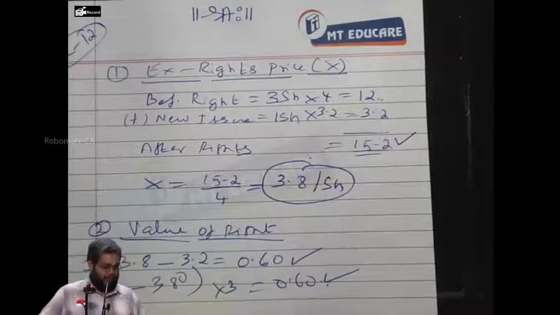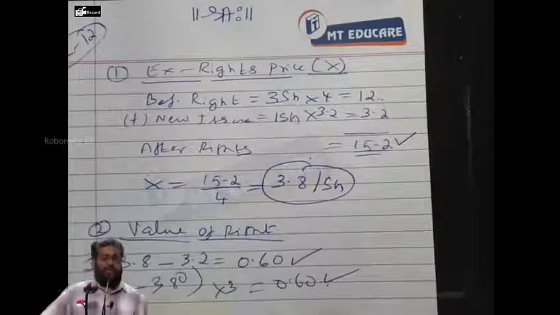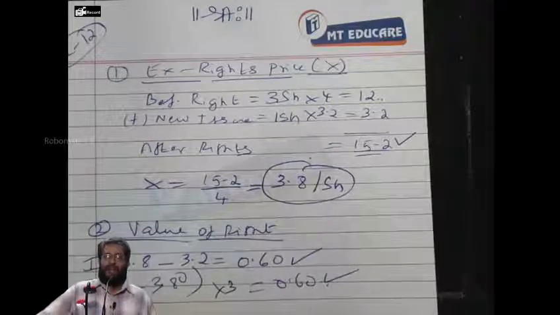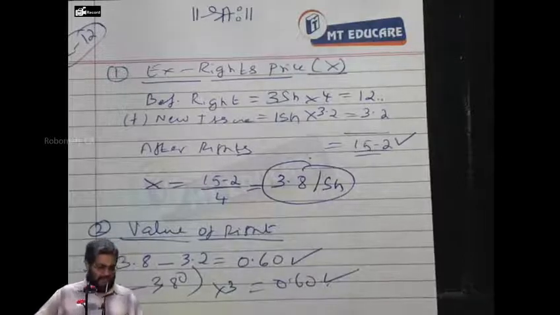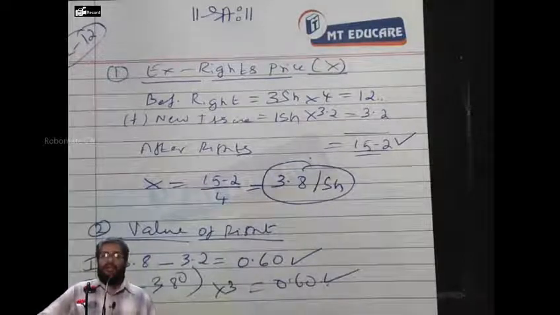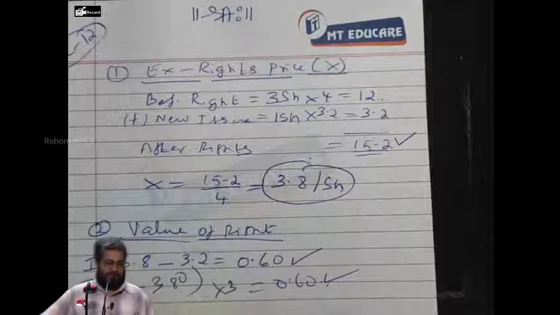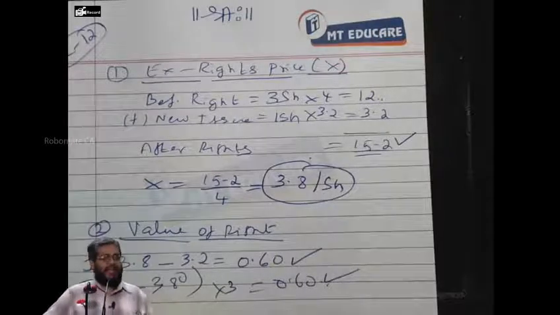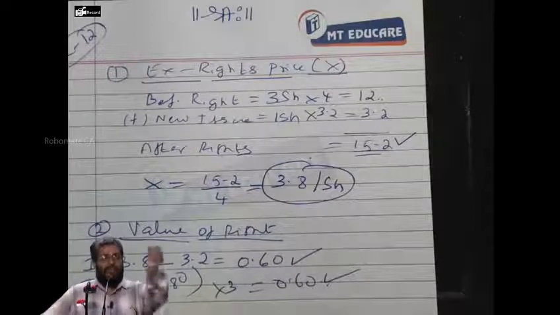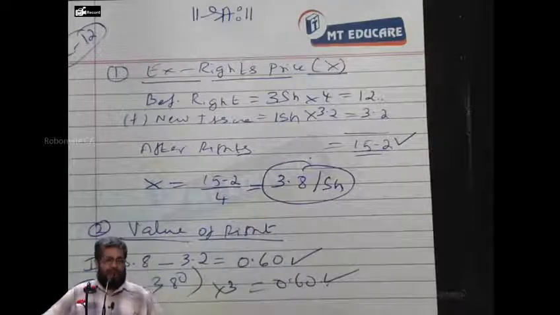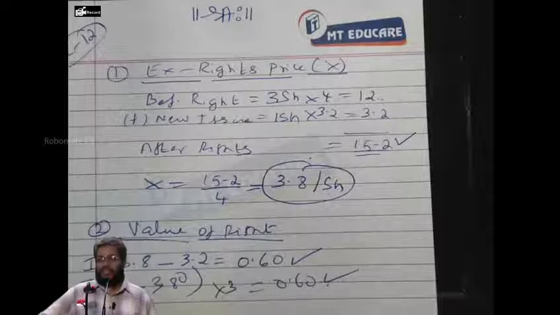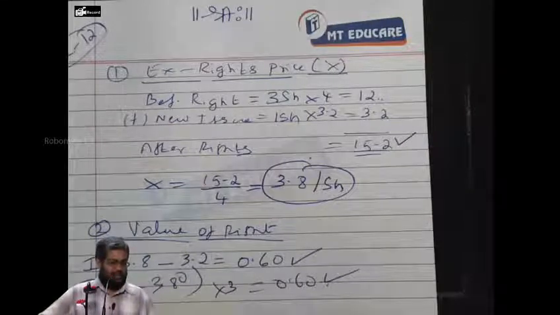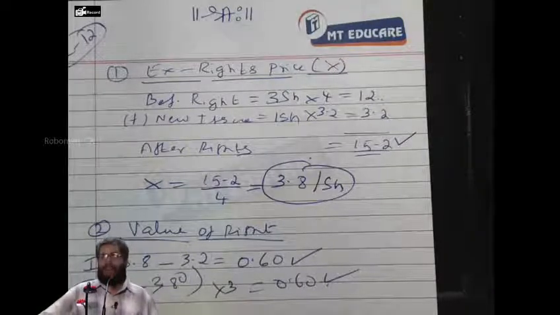Branch it into 2. First branch, new shareholder. Second branch, existing shareholder. New shareholder, put a down arrow, I can write. Purchases a share worth.